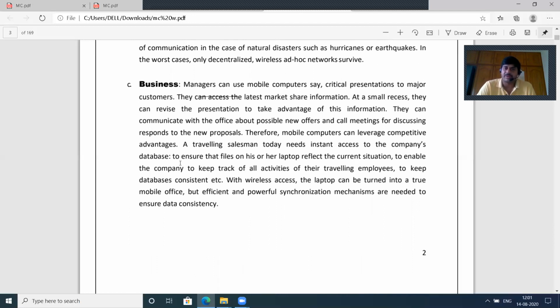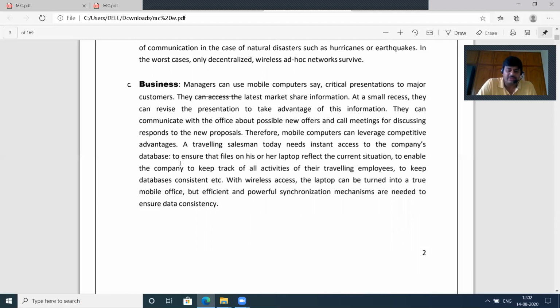Managers can use these mobile computers to give critical presentations to the major customers. They can access the market information all the time. Even though they are on a journey, wherever they are, they can see the market information on their mobile phones and their mobile computers, and this happens through mobile computing only.